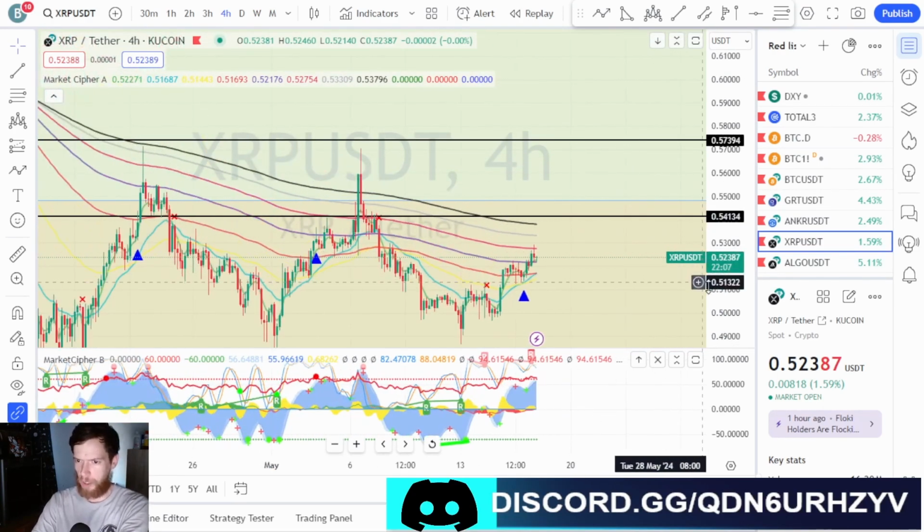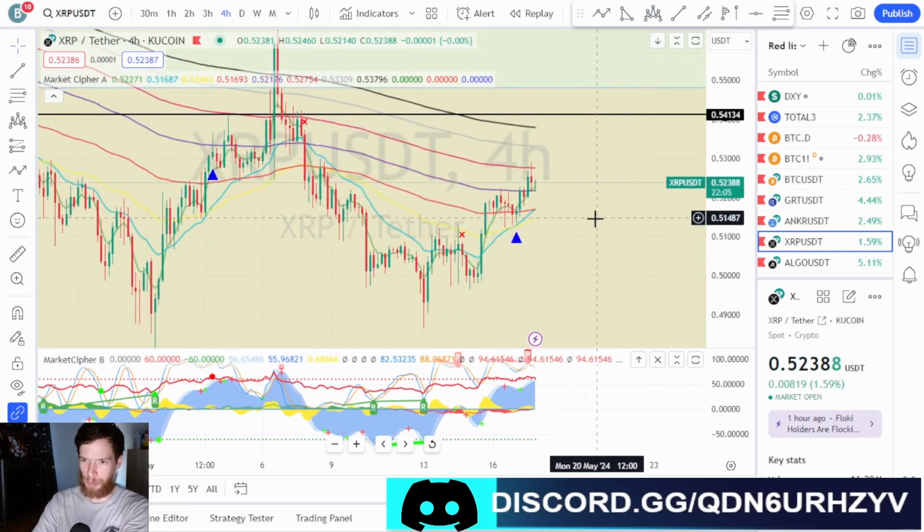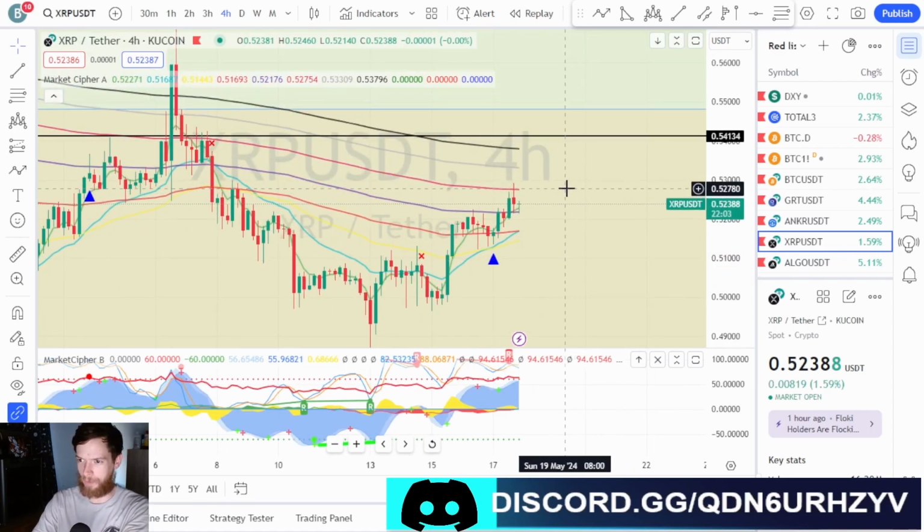Over on the 4-hour, we did hit that red EMA here. We got rejected, so that was around 52,780. If we cannot hold these EMA bands and we end up breaking around our 51,664, we could end up trending lower from here.